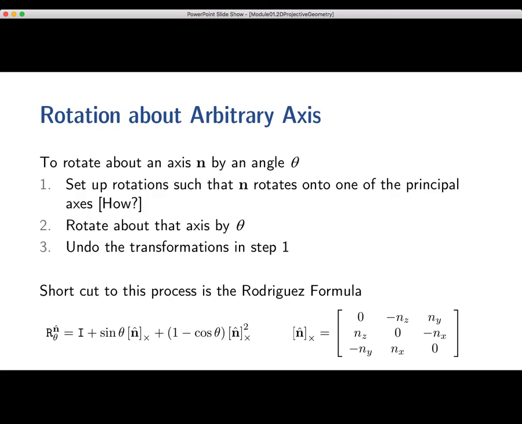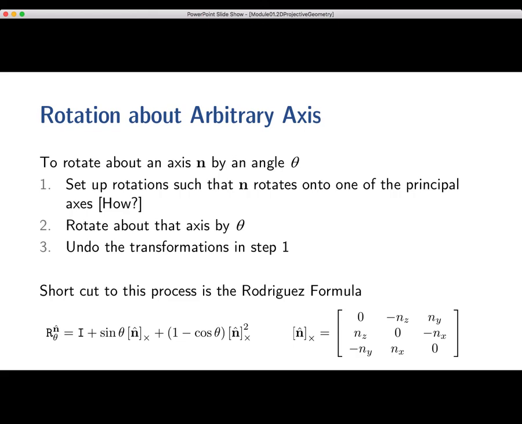Okay, and what this really says is I'm writing it as R(n, theta), where n is a unit vector. So it's really I, which is the 3 by 3 identity matrix, plus sine of theta. Theta is your angle of rotation. So sine of theta times this skew symmetric matrix formed by n hat. What is this matrix? It's defined here.